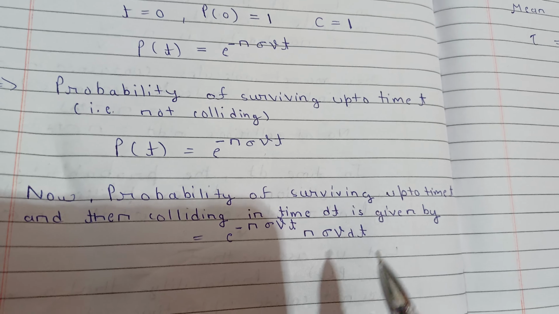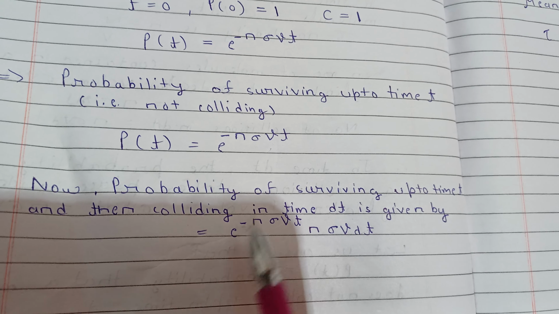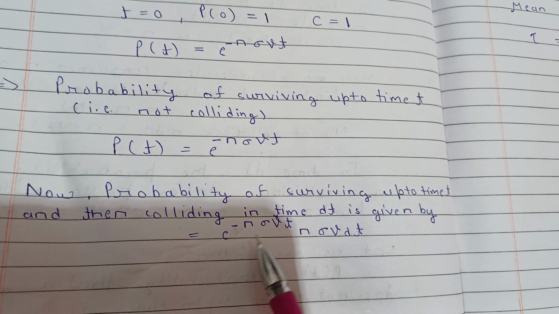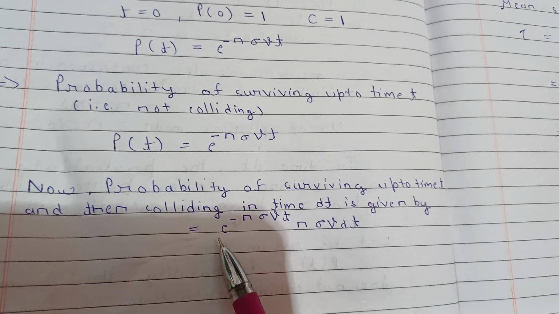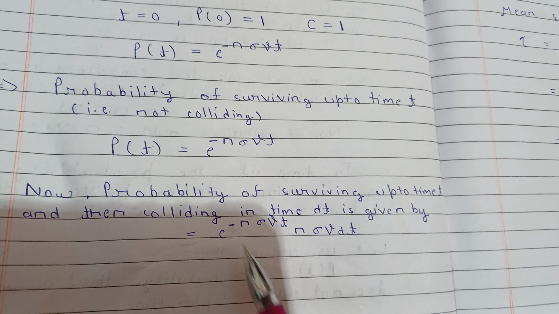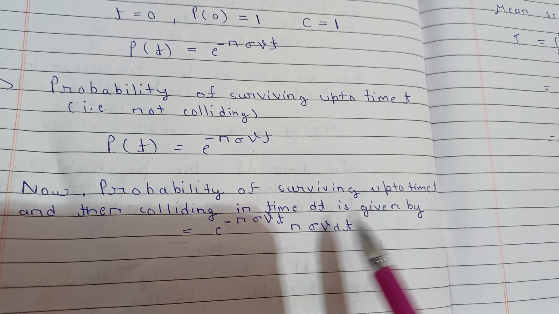So that is just using the independent events probability. Just multiplication of these two will give you the probability of not colliding up to t and colliding in the dt time. So we get this expression for the collision in the dt time. Now let's check if this expression actually gives us the probability or not.